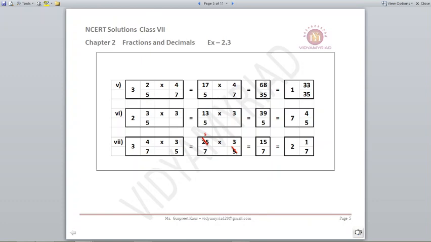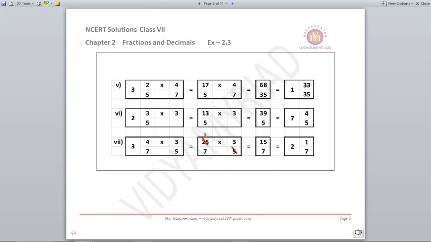Sixth part. 2 3 by 5 into 3. 5 2s are 10. 10 plus 3 is 13. So 13 upon 5 into 3. Nothing can get cut. So 13 into 3 is 39 upon 5. Divide it. You will get 7 4 by 5 as your answer.